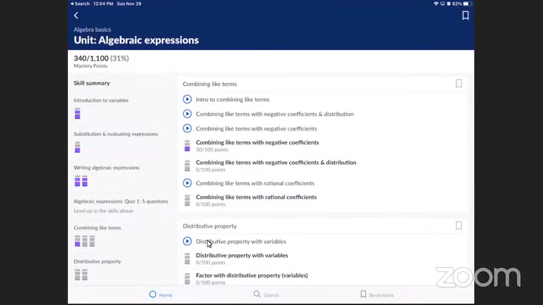Hey, what's going on? This is another daily math training with Khan Academy. My name is Chris. Today we're going to be working with algebraic expressions and combining like terms.